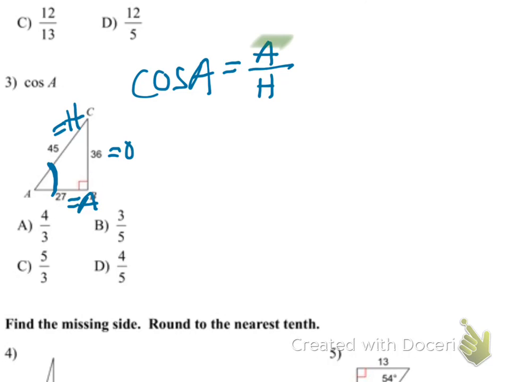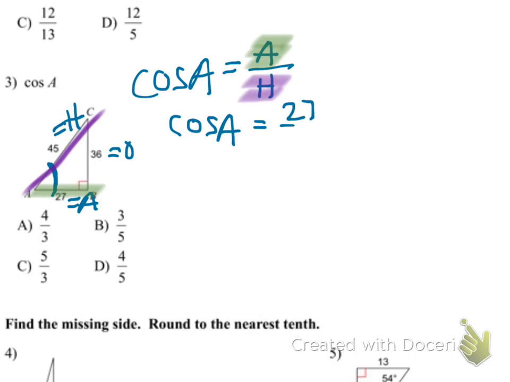So I'm going to replace A with my 27 and H with my 45. So now I have cosine of A equals adjacent over hypotenuse, which is 27 over 45. Now again, this simplifies. I could take a 9 out of each of these. I could divide each of the top and the bottom by 9. So when I do that, that equals 3 over 5, which is B.